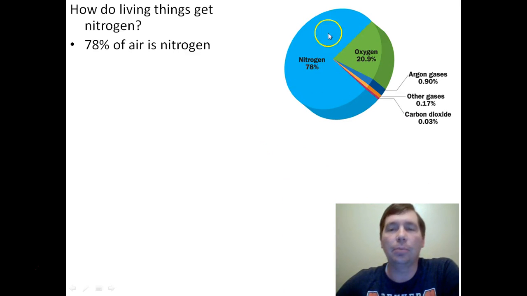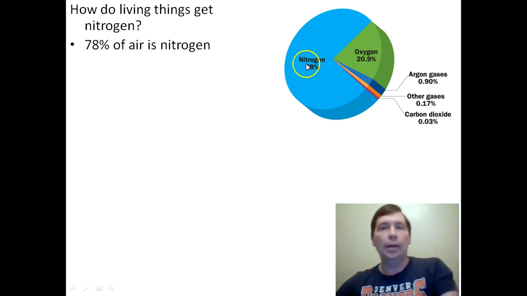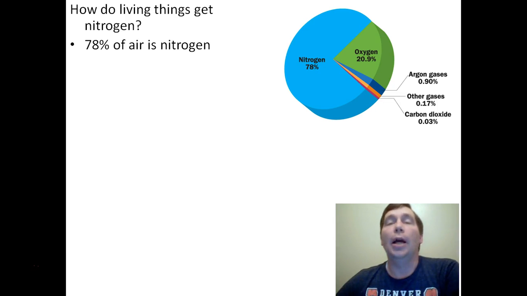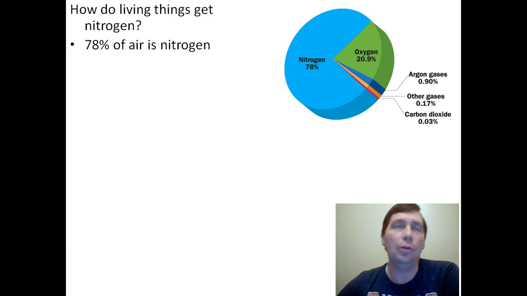78% of the air that you breathe is made out of nitrogen. If you want to touch nitrogen, just do that. The air that you touch is made out of nitrogen. So 78% of the air that we breathe right now is made out of nitrogen. That's the good news. The bad news is you can't use it. You're breathing in nitrogen right now, and you're breathing it right back out. Your body does not have the ability to take nitrogen out of the air and use it.